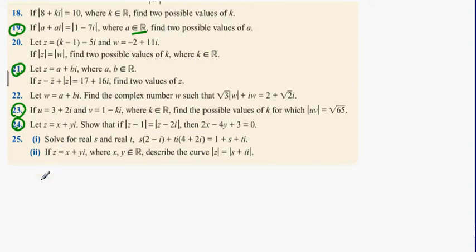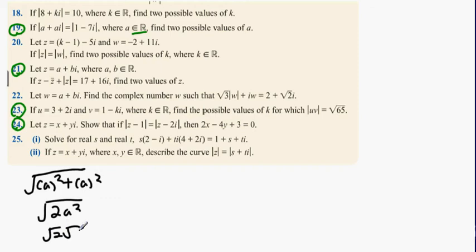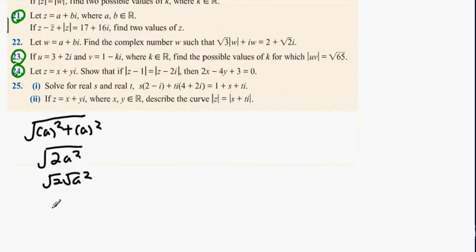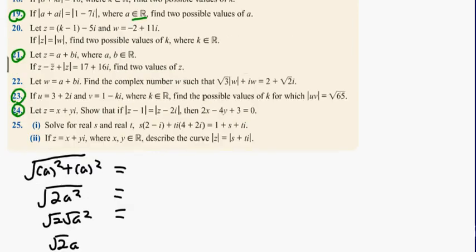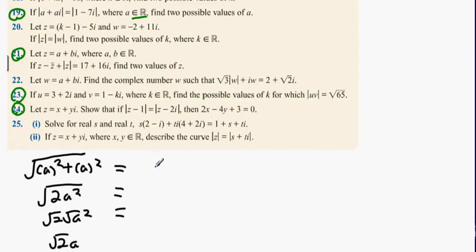Well, what we can say about a plus ai is that its modulus is the square root of the real component squared plus the imaginary component squared, which is the square root of 2a squared, which is root 2 times the square root of a squared, so root 2a, if we need it that way. Then it equals the modulus of 1 minus 7i, which is the square root of 1 plus minus 7 squared, and that's going to be root 50.